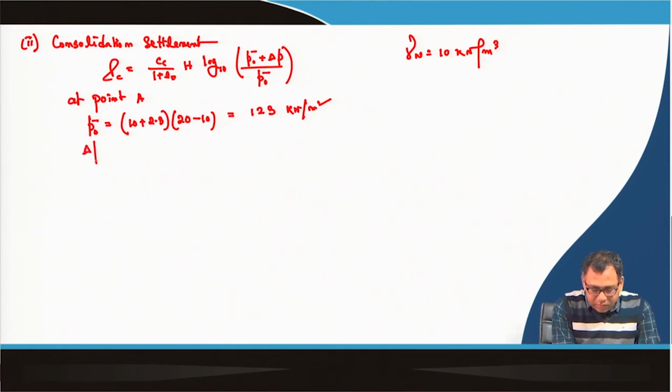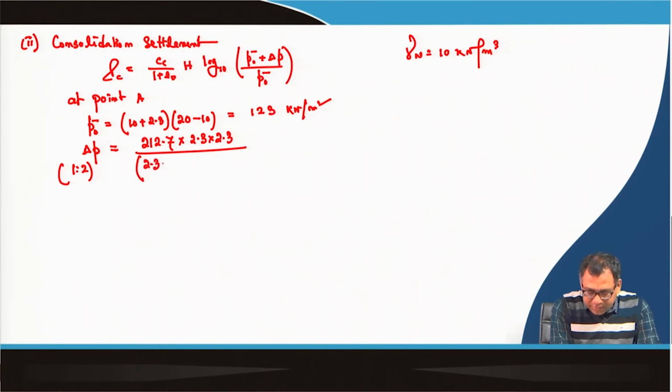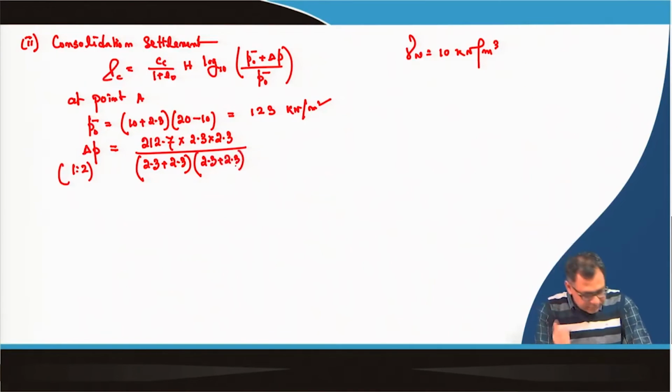And then we are considering 1:2 distribution. Then this will be 212.7 into 2.3 into 2.3, divided by 2.3 plus 2.3 into 2.3 plus 2.3. This 1:2 distribution I have already discussed. So, then it will give you 53.2 kilonewton per meter square.